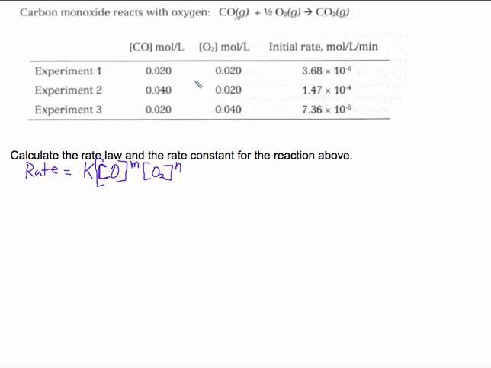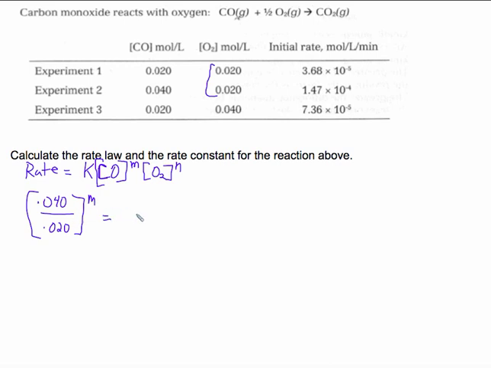So you want to look at the data table that the problem will give you, and to do it for CO, you want to find where the O2 is held constant. You can see in experiment 1 and 2, they kept the O2 constant but varied the CO. So what I like to do is take the big number, which is 0.040, over 0.020. It doesn't really matter which way you do it. Those concentrations are going to be to some power M that we don't know yet.